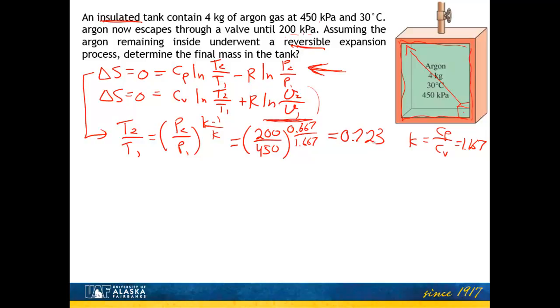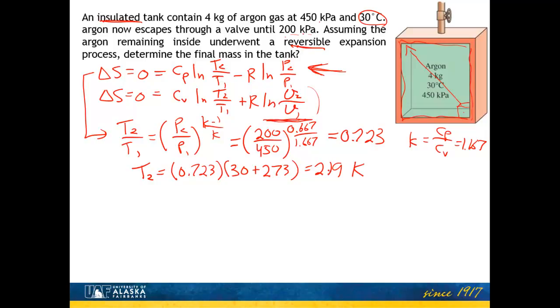So I can now go ahead and find out what my final temperature is. T2 is equal to this 0.723. And my initial temperature was 30 degrees, so I multiply that by 30. Remember, I've got to convert this to absolute, so that's going to be add 273 to that, and that comes out to be 219 Kelvin. So the temperature goes down, and that's a kind of a gut check here, because this thing is expanding, it's insulated, it's clearly losing energy, and so the temperature going down makes sense.